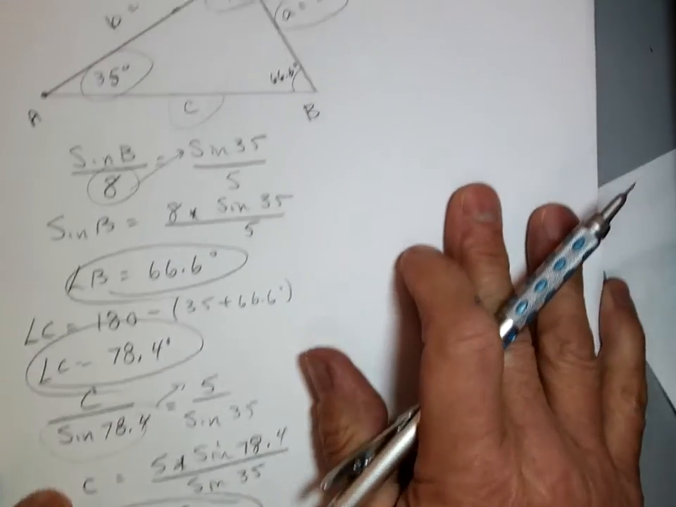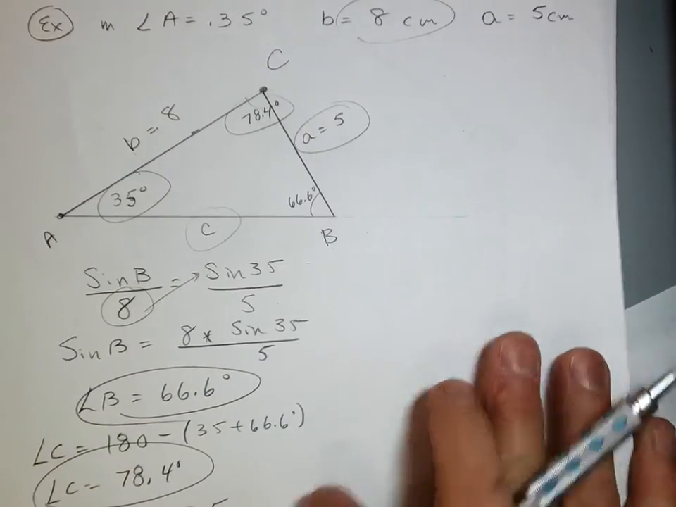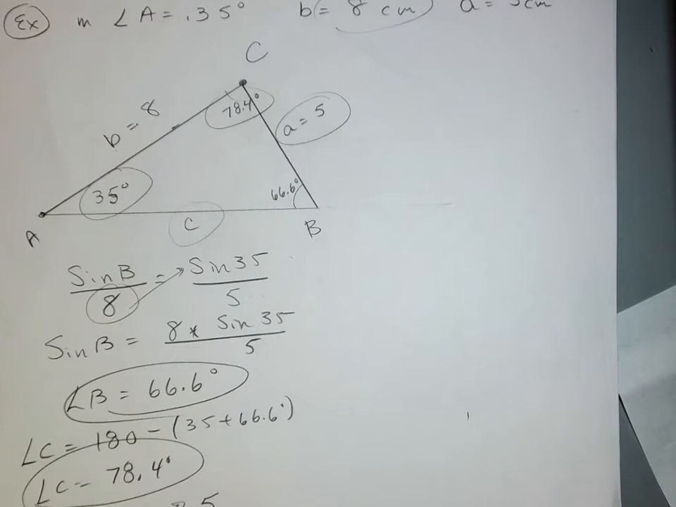Now, however, here's what makes this problem a little bit weird. There are 2 possible triangles. So where's the second triangle? Well, let's go back and redraw this.